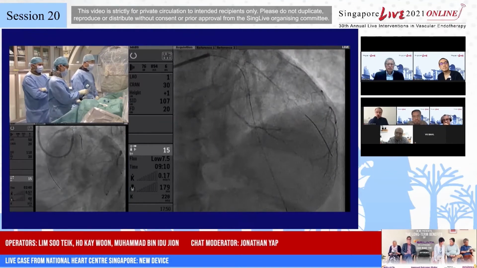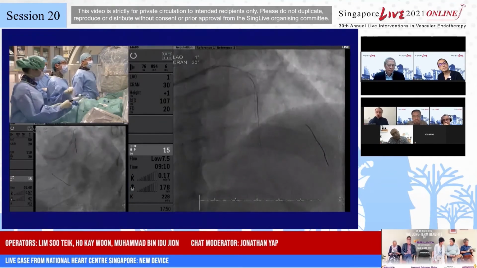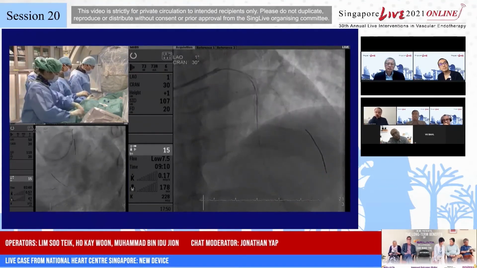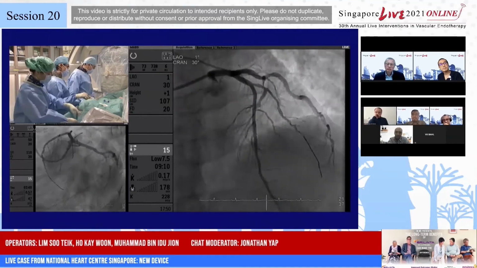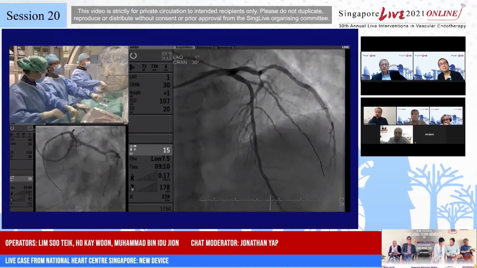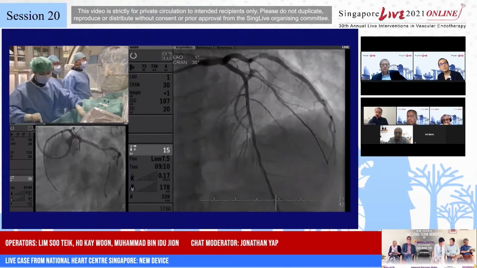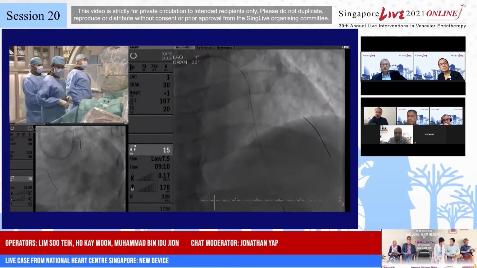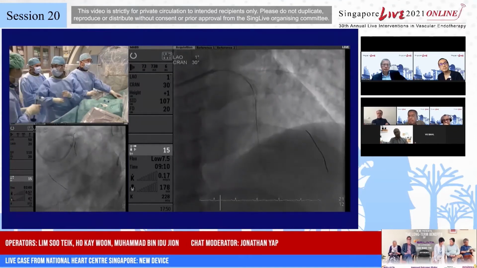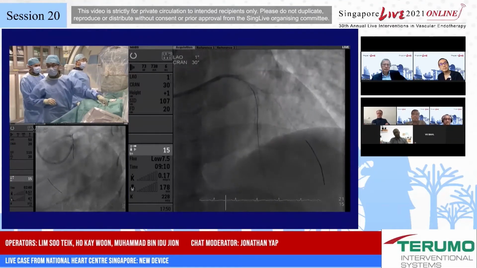Okay. So the side branch flow is good. The ostium looks all right, and it seems to just cover it. So we are going to do a post dilatation with the non-compliant balloon, distally. So post dilate with a 3.0 non-compliant balloon.